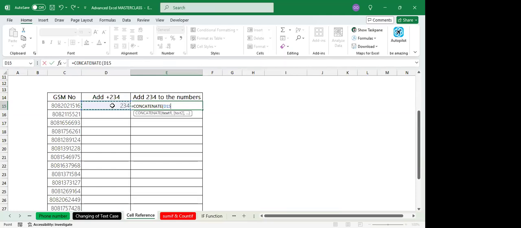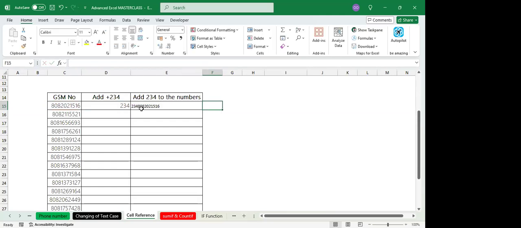Comma. What's my text two? I don't intend to put a comma or space in between them, so immediately after text one, I should have this text two, and this is supposed to be the end. I'm not saying this is the correct answer yet, but if I press enter, I have my answer: 2, 3, 4, 8, 0, 8, 2.